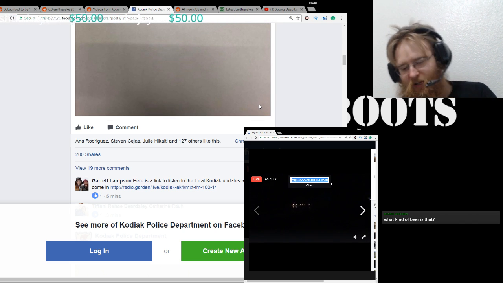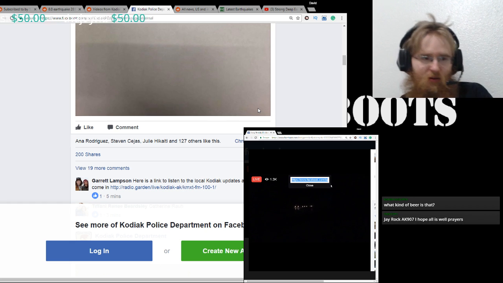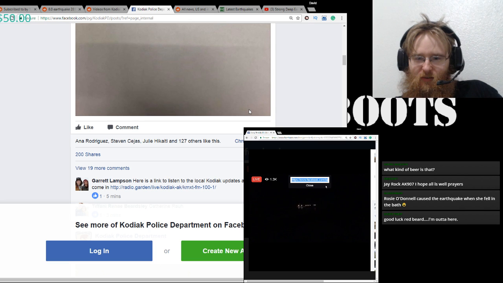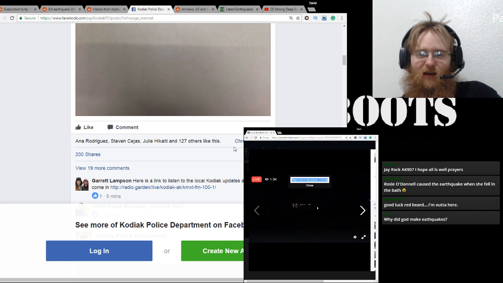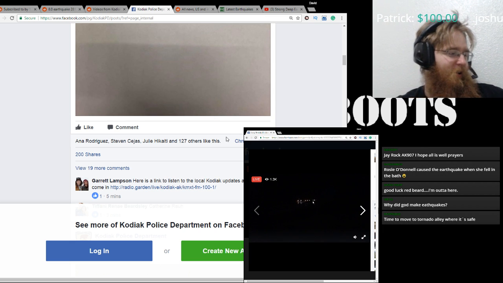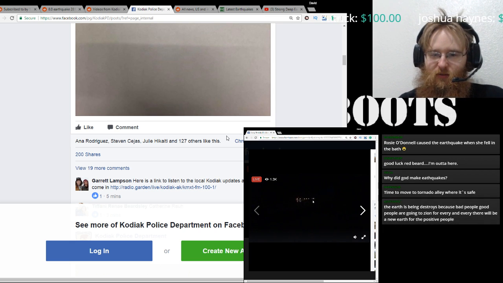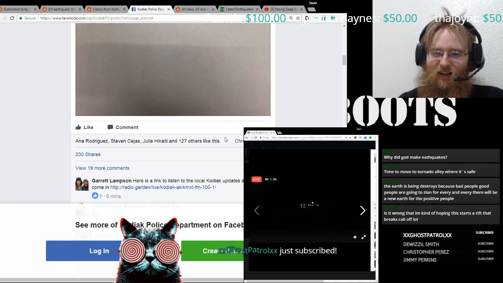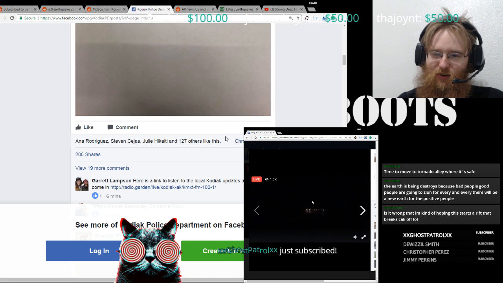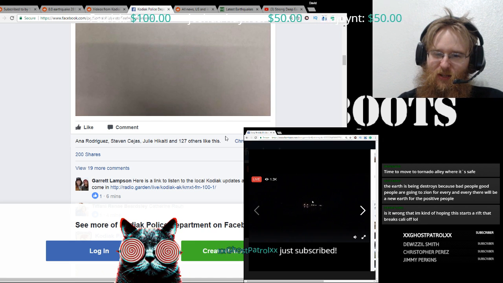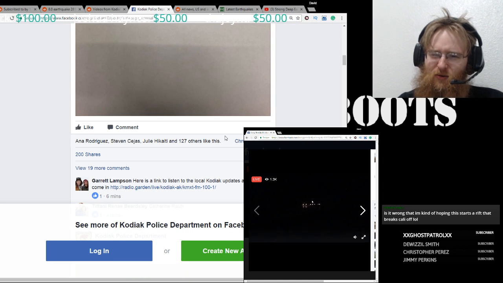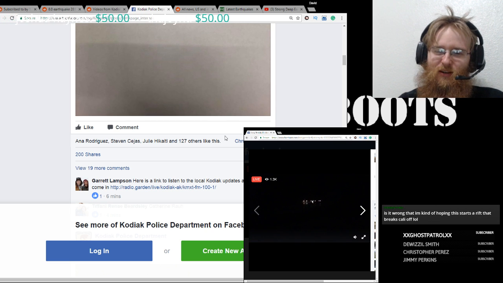What kind of beer is this? It is shit beer. It's called Shock Topic. It tastes like crap. Let's see. Caused the earthquake when she fell down the bathtub. No, she caused the earthquake when she slipped on a banana that she was munching on. Time to move to Tornado Alley where it's safe. Earth is being destroyed because bad people, good people are going to Zion, for every there will be a new Earth for positive change. What? I have no idea what you mean by that.